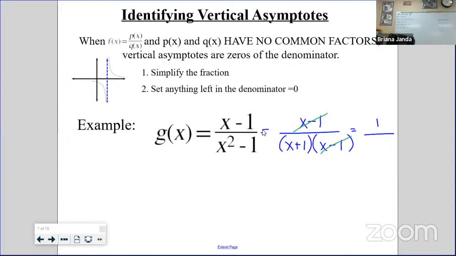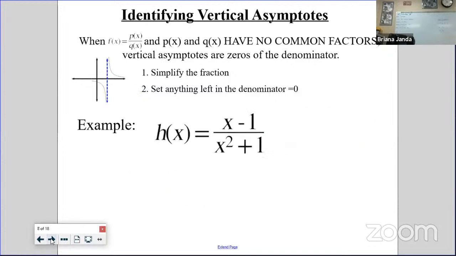So in the denominator, we have an x plus 1 left over. This takes us back to the beginning. Remember, that's a hole in our graph, which we already had that conversation, how to find. So now we use what's left over to move on to step number 2. Set anything left in the denominator equal to 0, which would be x plus 1. And we would only have 1 vertical asymptote in this graph, and that it would be at x equals -1.